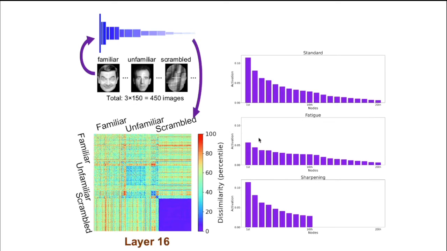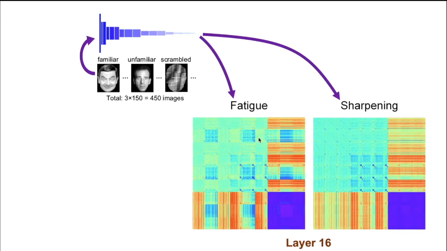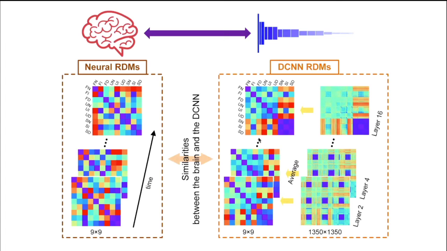In the fatigue model, the activation of neurons with stronger response to face stimuli was attenuated. In the sharpening model, the less responsive neurons didn't respond. So based on the modification, we can get bigger size RDMs for the DCNN. Then we conducted the cross-model representation similarity analysis.